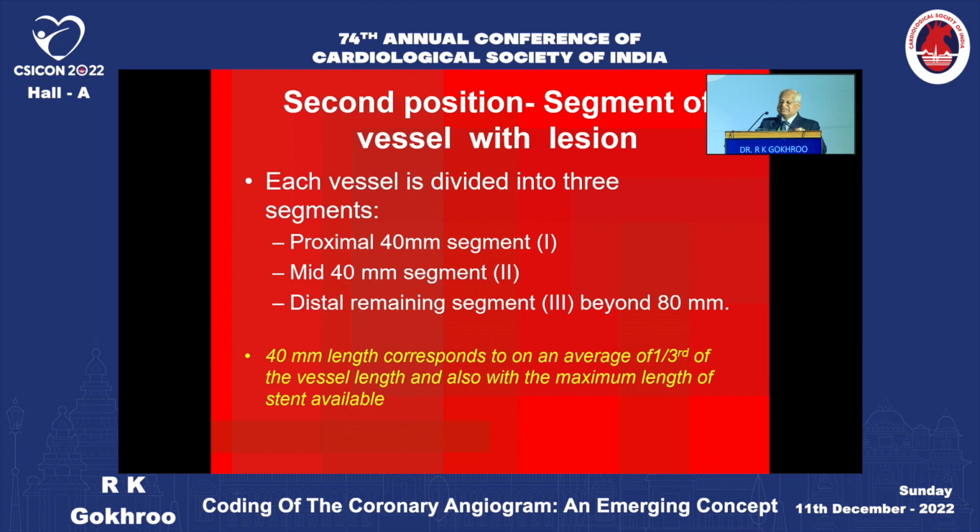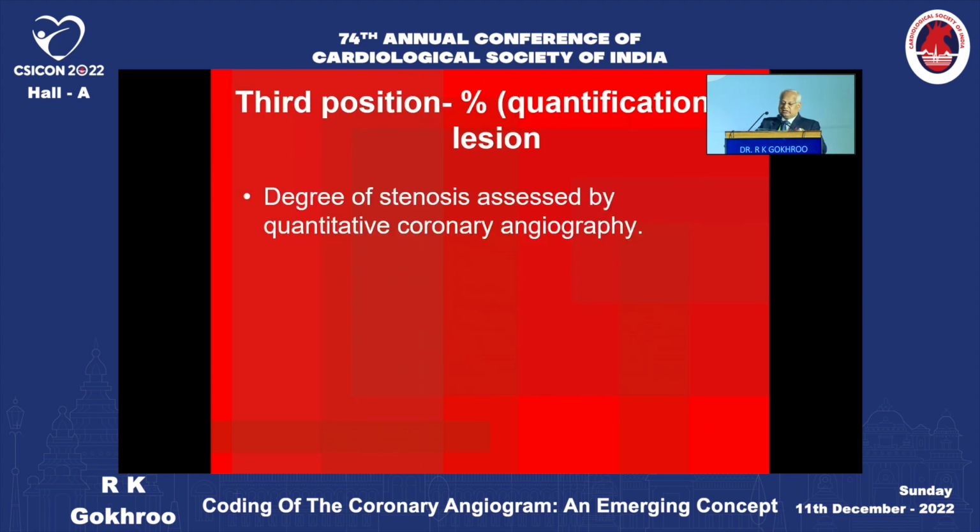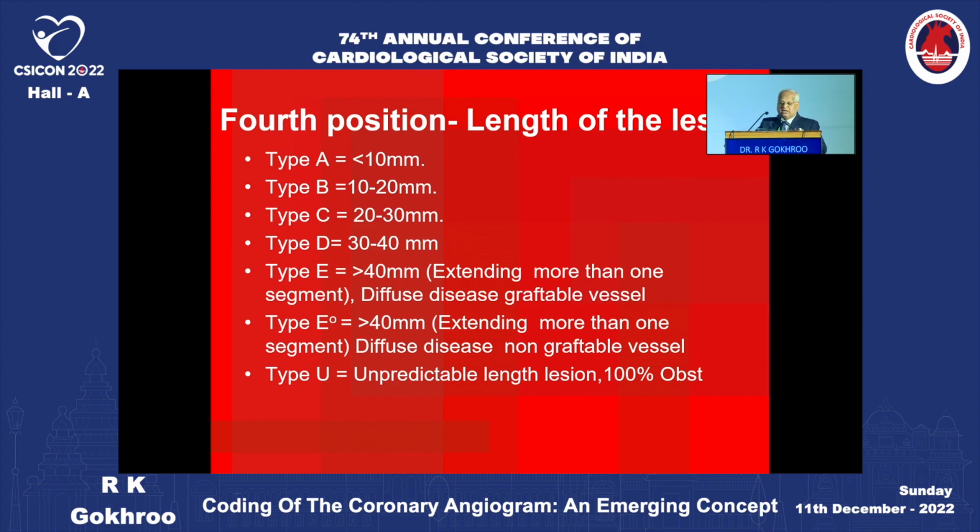The second position gives you the segment: first, second or third involved. The third position gives you the degree of percentage stenosis. The fourth position gives you the length of the lesion, type A, B, C, D, E. They have given type 1, 2, 3, 4. They have given type 1, A, B, C. I have given A, B, C, D, E.